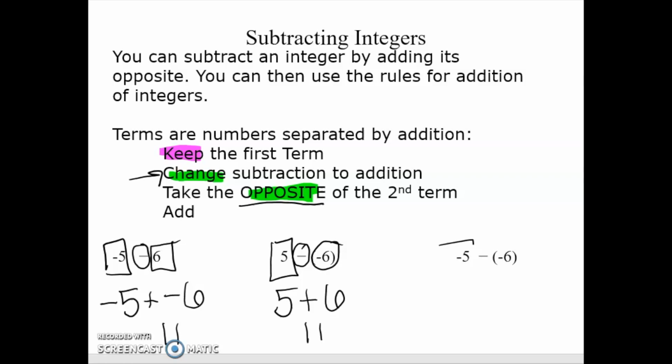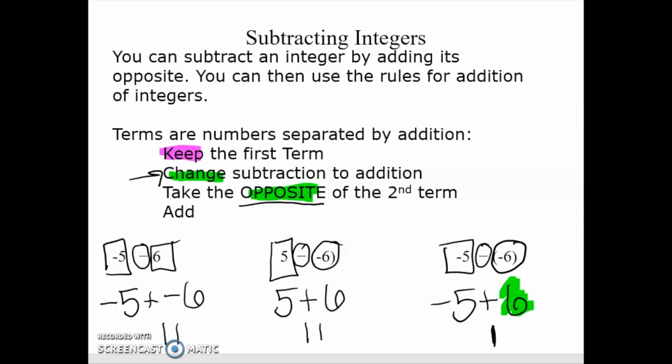Okay, let's try this again. We would keep negative 5. We would change subtraction to addition. And we would take the opposite of negative 6, which is positive 6. Now here we're thinking, different signs. 6 is further from 0, so that tells us it's going to be a positive. And when the signs are different, we subtract and we get positive 1.